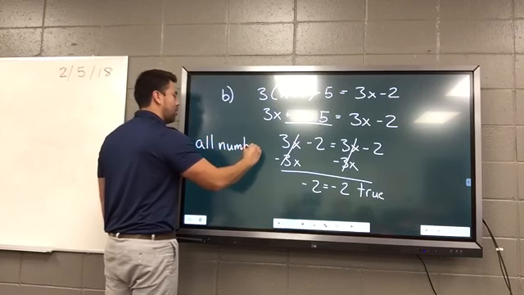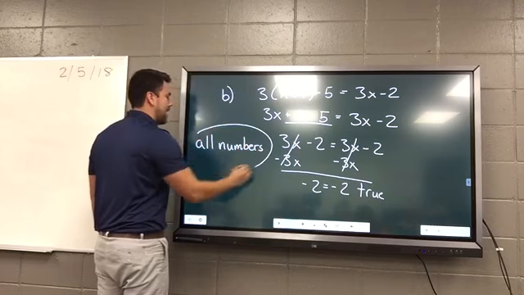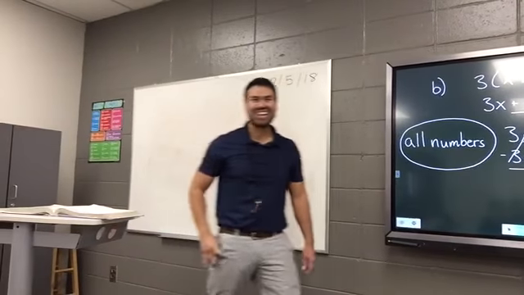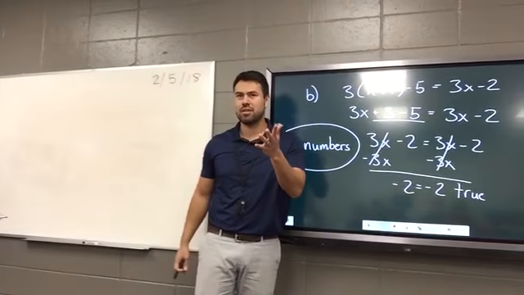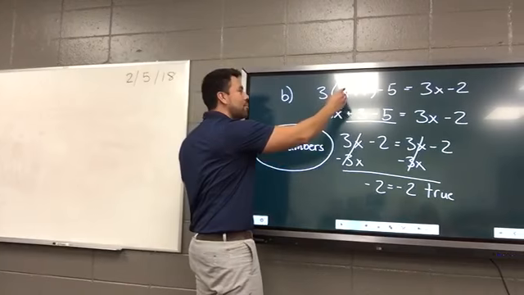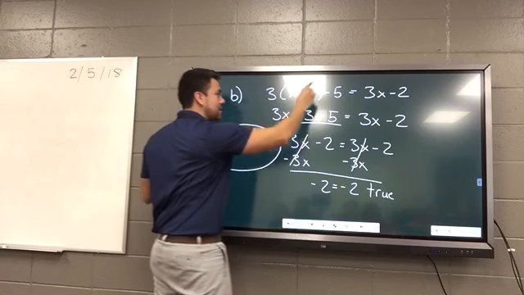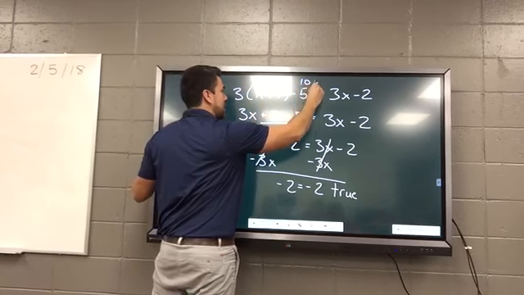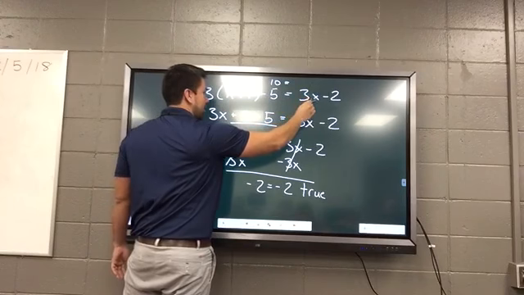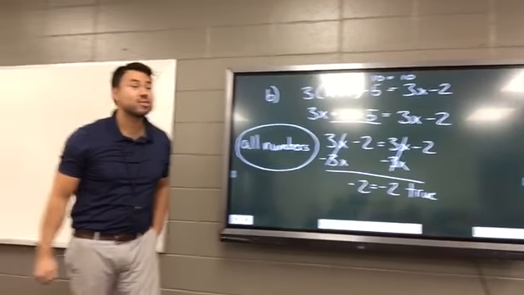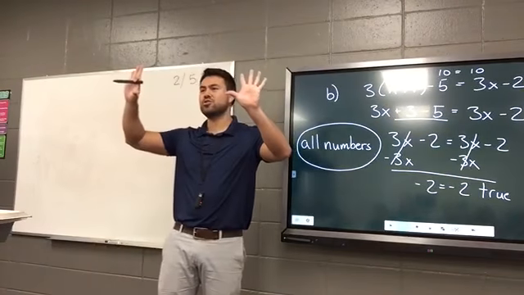Whoa. Every single number will work. Every number. Negative 3 and 53. Let's try. Give me a single digit number, just 4. 4 plus 1? 5 times 3? 15. 15 minus 5? 10. 3 times 4? 12 minus 2? 10. It works.